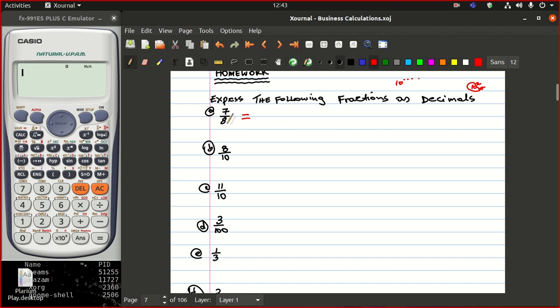So the first thing that you do here, if you want to convert it to a decimal, you ask yourself how many 8 are in 7, and you will see that 8 is bigger than 7, so there is no way that you can get an 8 in 7. So there are 0 eights in 7, and then you place a comma there, and then you add a 0 to that 7, and then you ask yourself how many 8 are contained in 70.